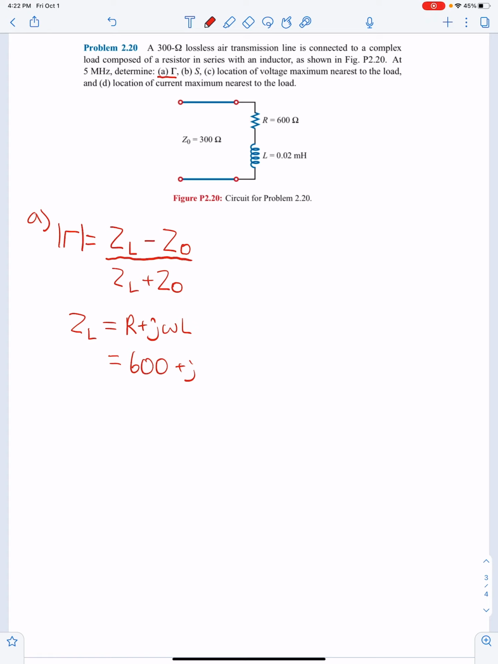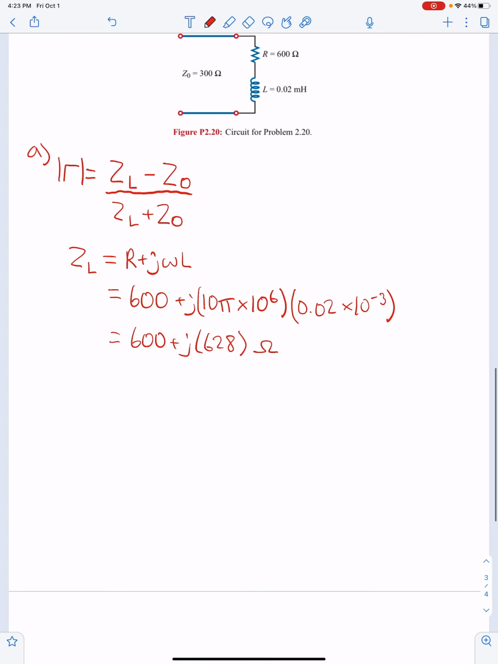and we see 5 megahertz, so we can use that for our frequency. So we say 2 pi times that, so it's the same as 10 pi times 10 to the 6th, also times our inductance, so we have 0.02, 10 to the minus 3, so then we have 600 plus j 628 ohms.